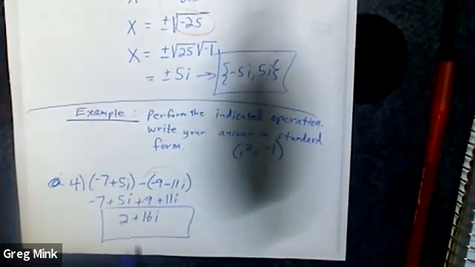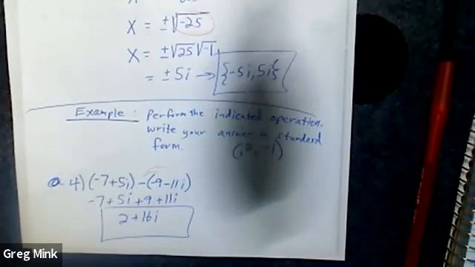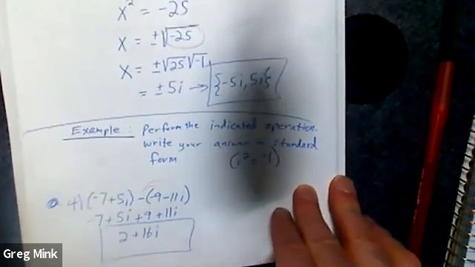Very simple. My real part is 2. My imaginary part is 16. Okay, so that was just subtracting. Adding works the same way. Let's look at number 14 in the book now.